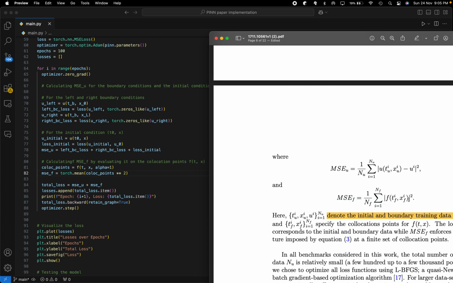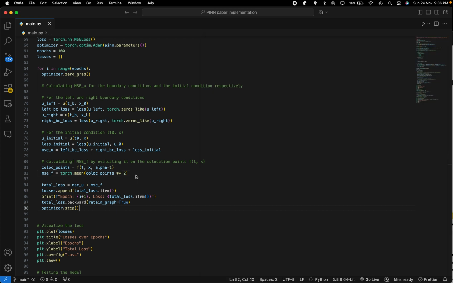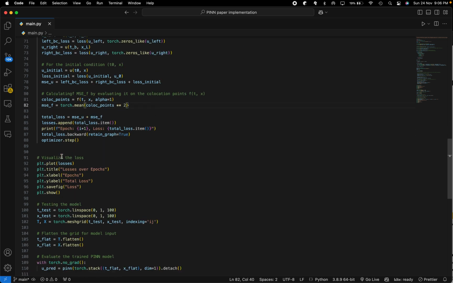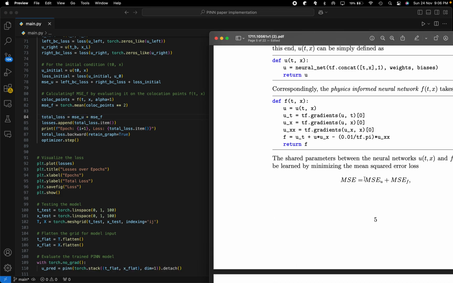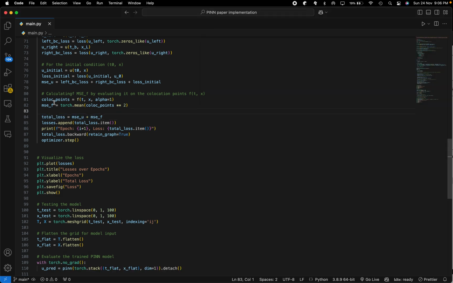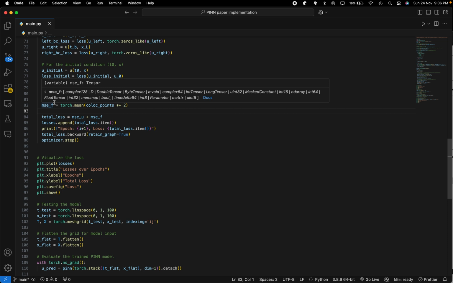Because that is the equation right here. Yeah, sure, you can take the absolute value, but that's all right. If you don't know, the function is only outputting positive values, so it doesn't really matter. You don't need the absolute in this case. Then I'm just adding up both the losses, literally as it is shown in the paper. MSEU plus MSEF equals total loss, appending it and printing it out, backwarding it.